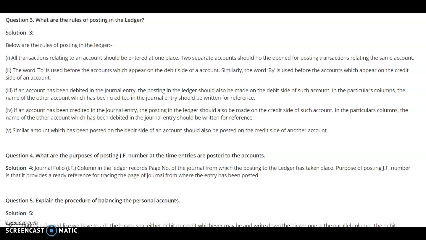Likewise, the debit balances of asset accounts and personal accounts, we will write in the debit side of the respective account. Likewise, the credit balances should be written in the credit side of that particular account. Again, in the debit side, we write the 'To balance b/d'. In the credit side, we will write the 'By balance b/d'.